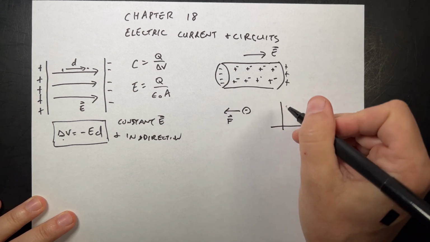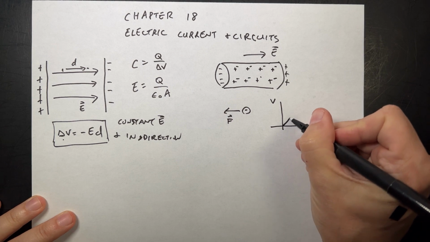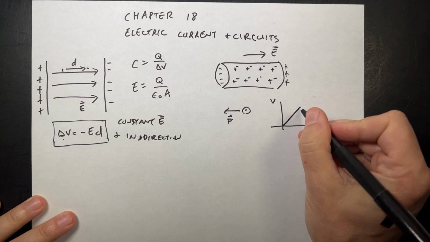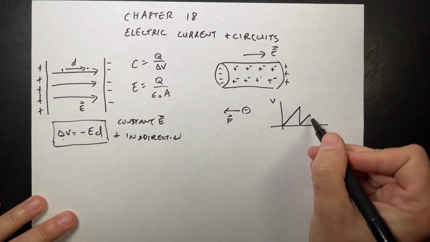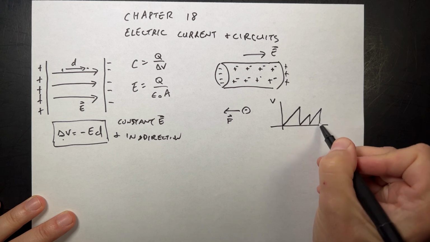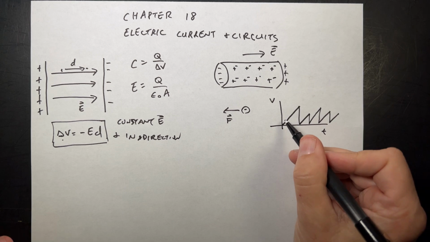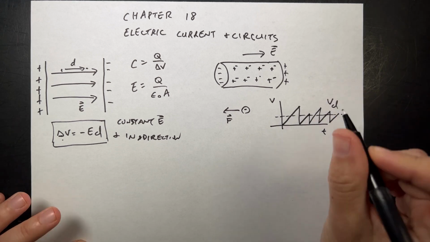If I have these charges in here, and I look at the velocity as a function of time, it's going to speed up. But at some point, it's going to interact with the rest of the material, and it will stop. And then it's going to speed up again, but maybe it doesn't get as far, and then it's going to speed up again, like that. So it's going to keep speeding up and stopping. And over time we can average this as what we call the drift velocity.